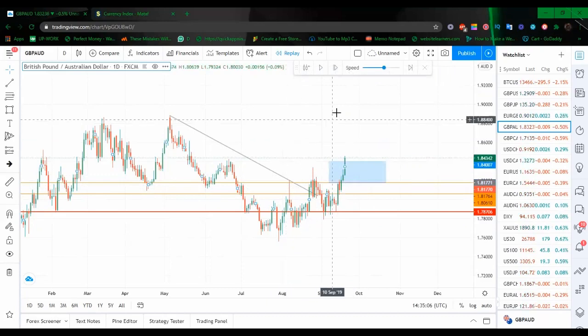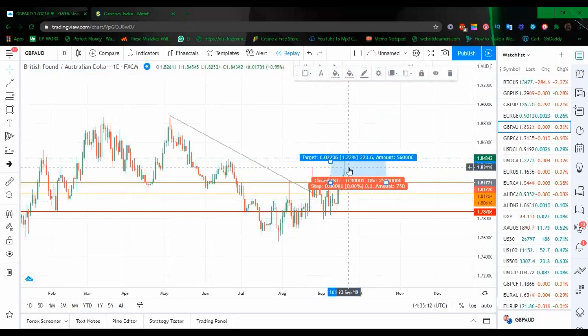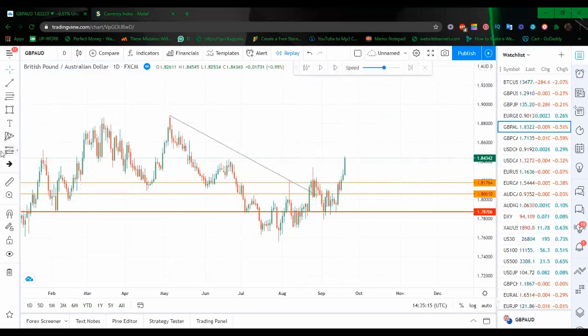Now let us wait for the retracement. Let's see what the retracement is going to do. Okay, this is actually wrong. This is not what I would have done. Made a little mistake here. Sorry. My entry was somewhere here. My entry was here.